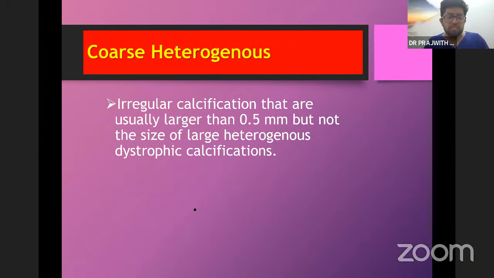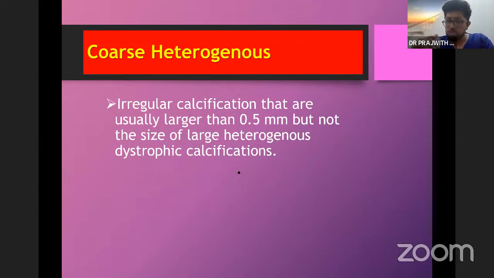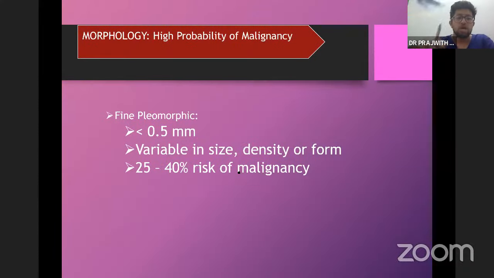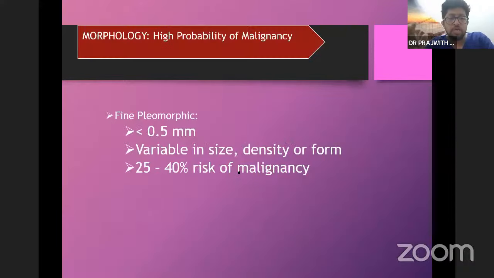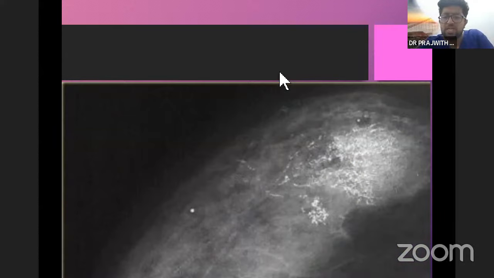Now coarse calcifications are slightly brighter, slightly larger, and very obvious. They are denser compared to amorphous. So this is amorphous, which is also slightly larger, whereas a coarse one is a much larger and more obvious calcification. These are the intermediate calcifications, amorphous and coarse. Whenever there is a fine linear or branching calcification, or a cluster of fine calcifications, that is when we call it a malignancy.